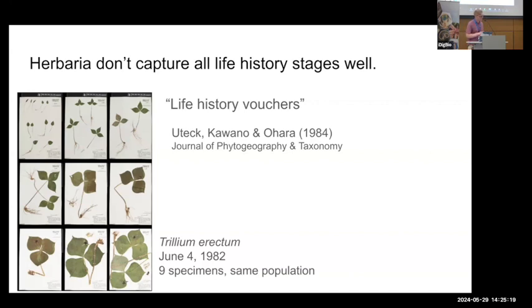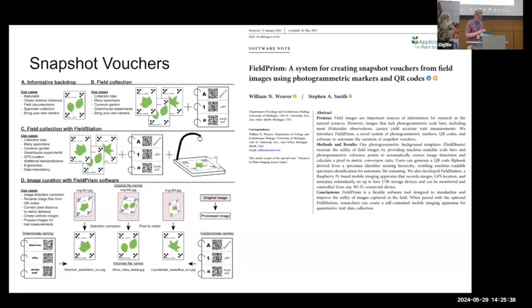I'm going to go through a couple of deep tracks of herbarium methods that are not well practiced but have been previously developed. One of them is this concept of the life history voucher, where you might collect plants at different life stages. Snapshot vouchers, I'm definitely going to have Will talk about this because it's some cool stuff.